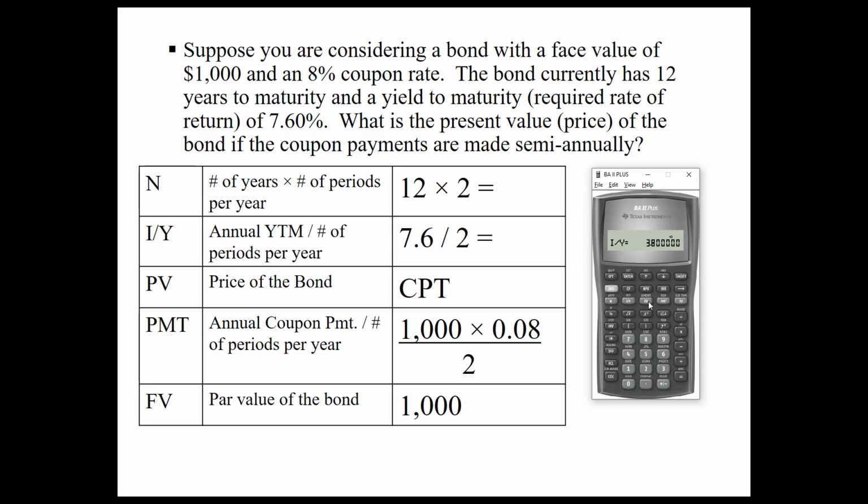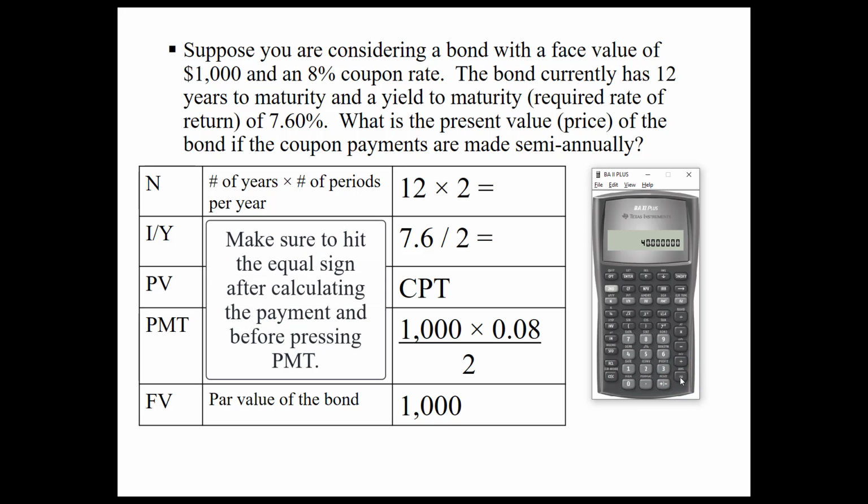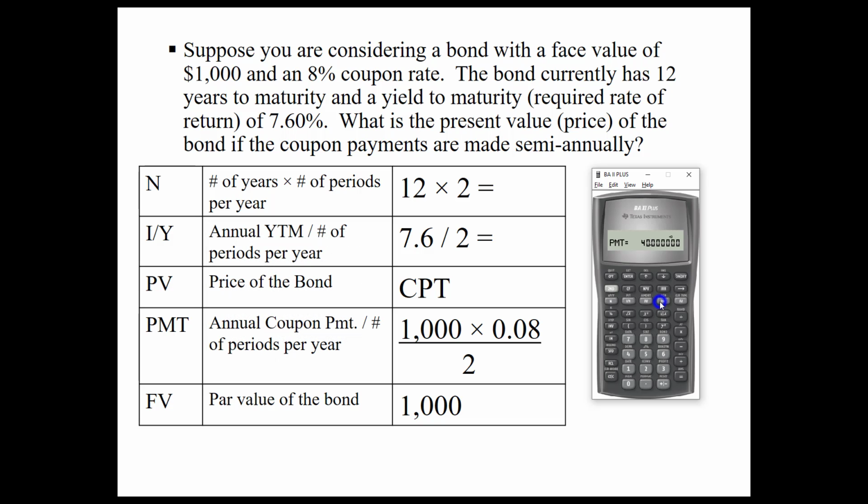That's our price. That's what we're trying to calculate. Our payment, that's going to be our annual coupon payment divided by 2. And in this case, our annual coupon payment is the par value of $1,000 times our coupon rate, 0.08. That gives us an annual payment of $80. We divide by 2 to get a semi-annual coupon of $40 because the interest payments are a series of $40 payments every 6 months. And we hit PMT.